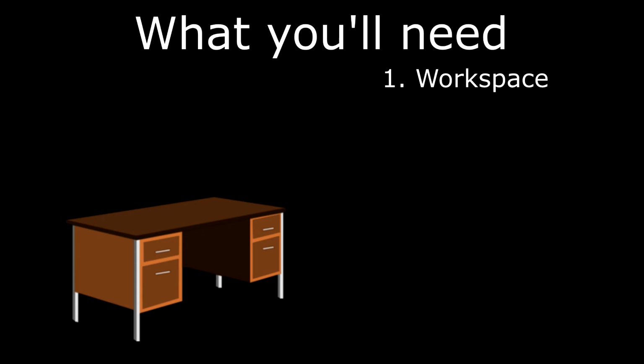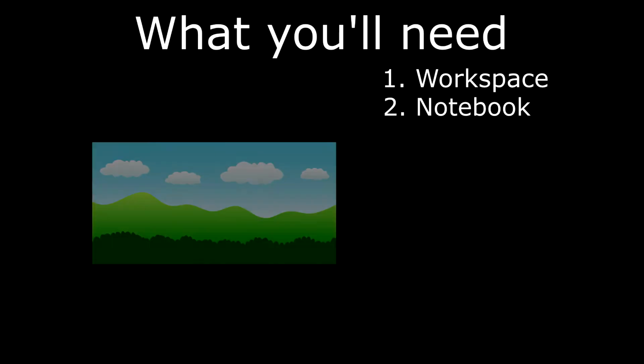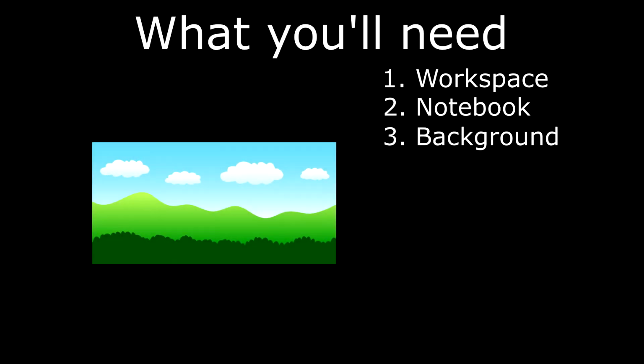The first thing we're going to need is a workspace. So any table, desk, anywhere you can find, just an open space. We're also going to need a notebook. You don't really need this. A notebook is just used to write down ideas and create a bit of a script or a guideline for you to use while you're animating. You're also going to need a background. You don't really need it. It just helps block out the surrounding area and create an atmosphere for your animation.